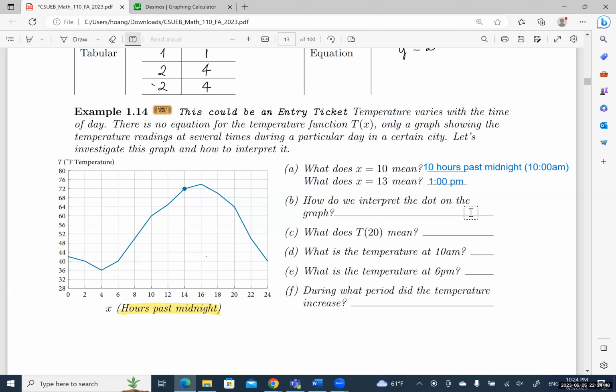So how do we interpret the dot on the graph? As you see over here, I have this dot. What is the coordinate of this dot? You see the x value was 14, right? So 14. And the y value is 72. So I write out (14, 72) for this point. And what does that mean?